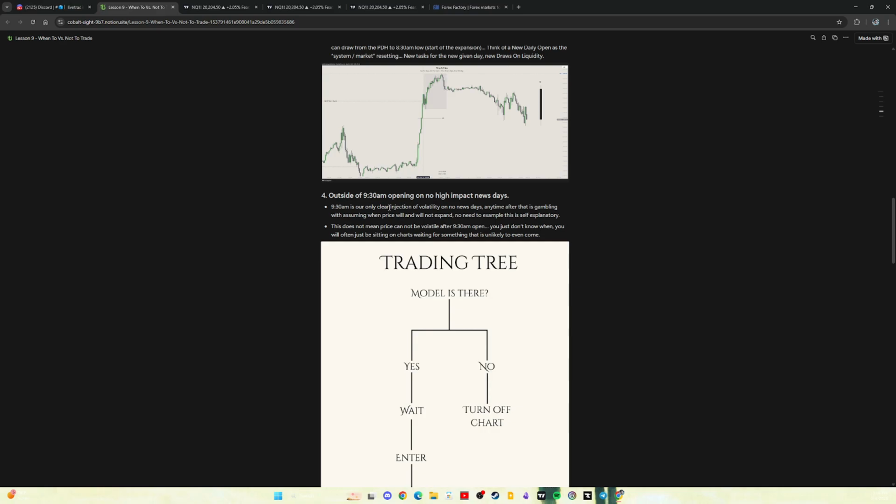And there's not really any need to show an example for this, as you can go back and look at the market. You're essentially just gambling 50-50 whether or not the market will expand, whether it will be injected with volatility after our 9:30 open. My advice, and before anything else, I'm not saying that price can't be volatile after 9:30 open. I'm just saying that you do not know when that will happen. You'll often just be sitting on charts for hours waiting for something that is very, very unlikely to even end up coming. So my advice is just avoid these days after 9:30 open, because 9:30 open is the only clear injection of volatility. Anytime after that, just step away.